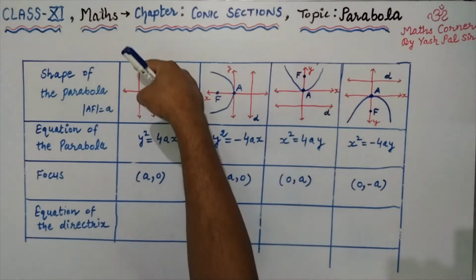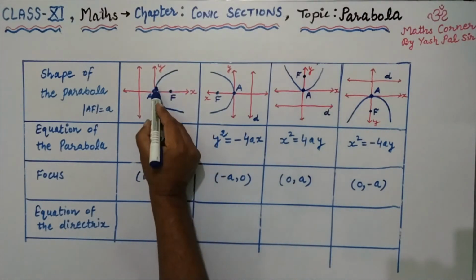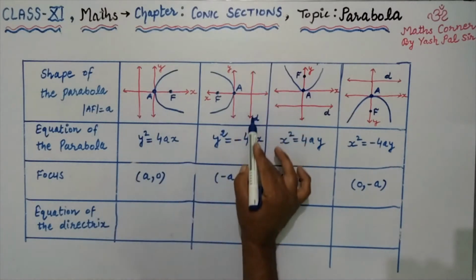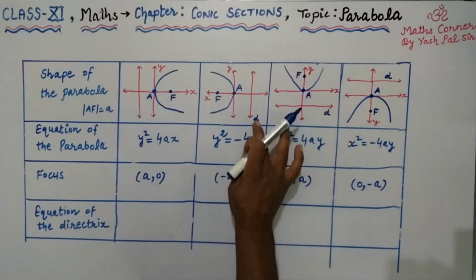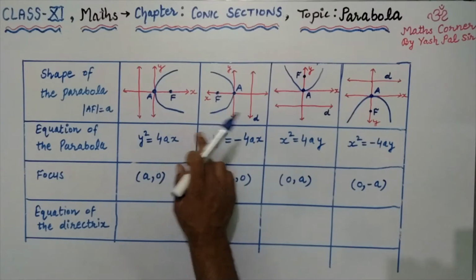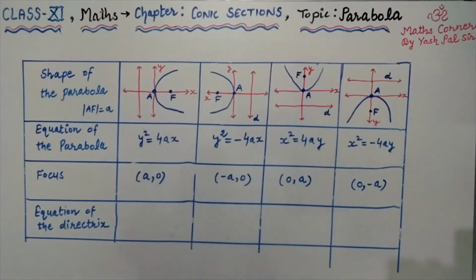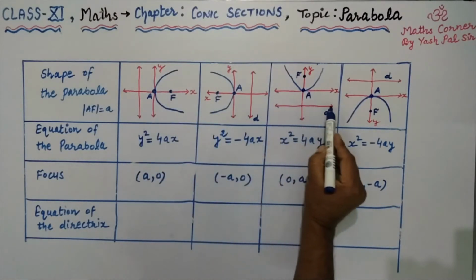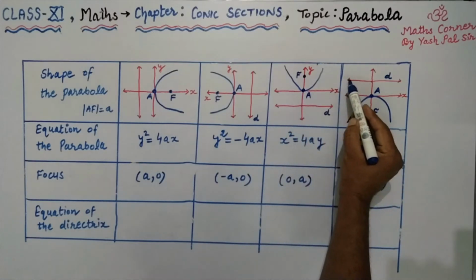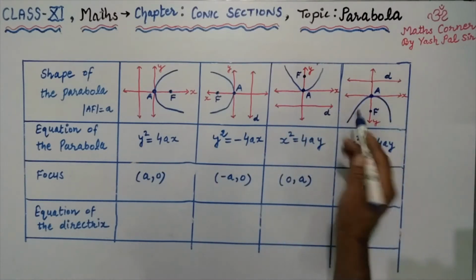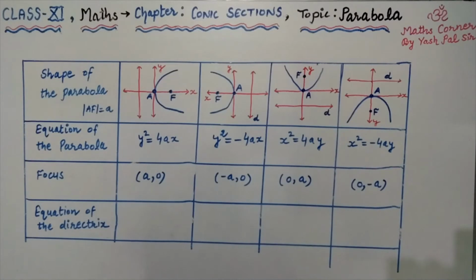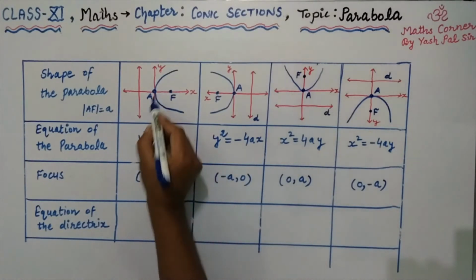Now we shall discuss about equation of the directrix. This line which is parallel to y-axis, this line which is also parallel to y-axis, in these two parabolas, this is the directrix. Here this line which is parallel to x-axis, here this line which is parallel to x-axis, these two lines are called directrix of the parabola.